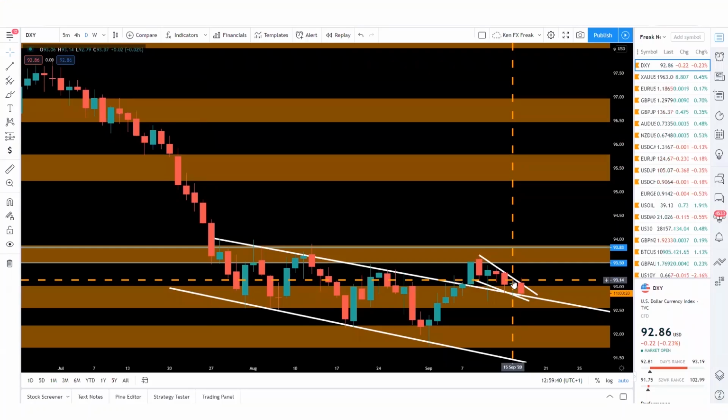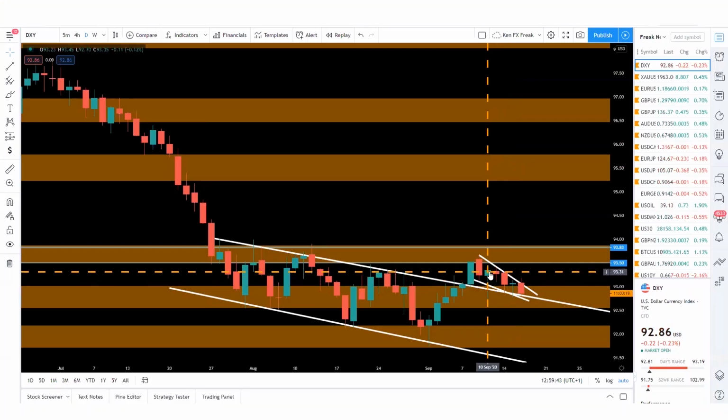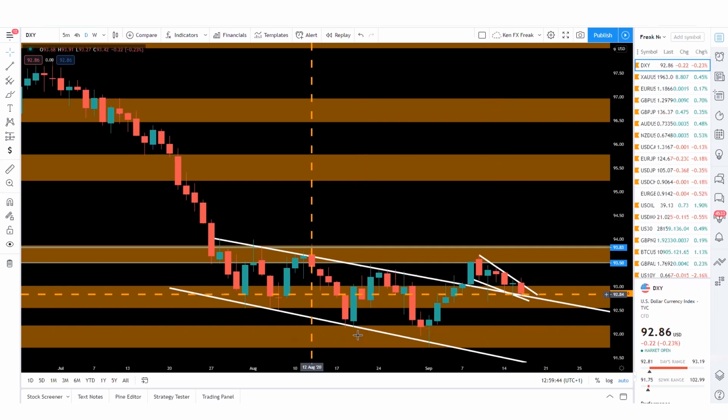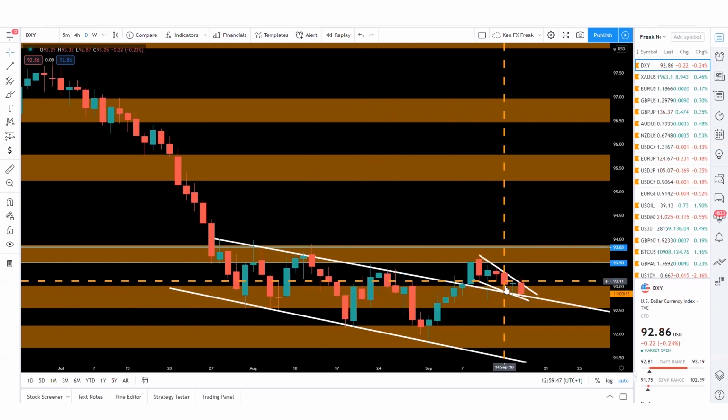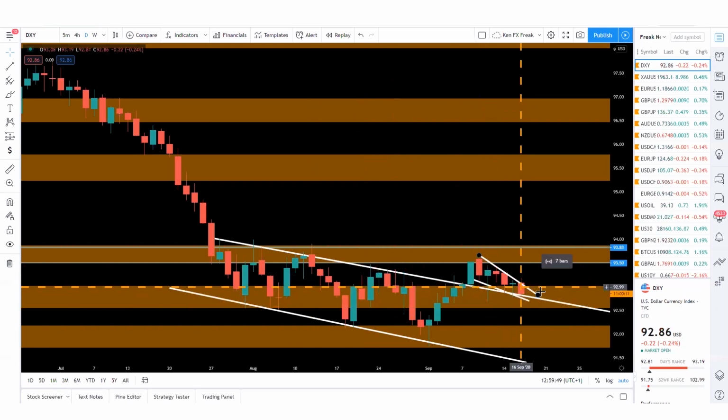You know, for me, I love my flags. What we've got here, we broke out of this market structure, we've retested that, we've consolidated, we've formed a flag. I know Jerome Powell's already positioned the markets with this dovish tone.